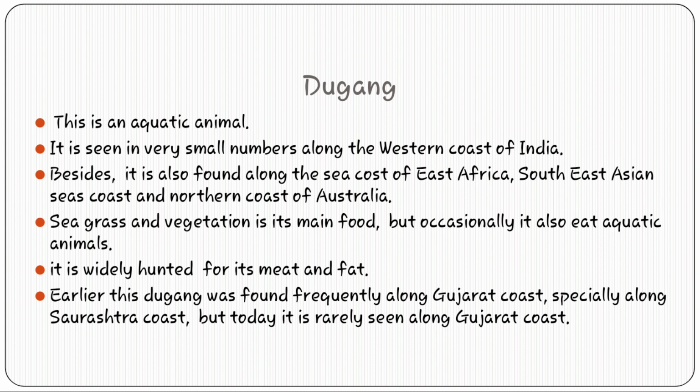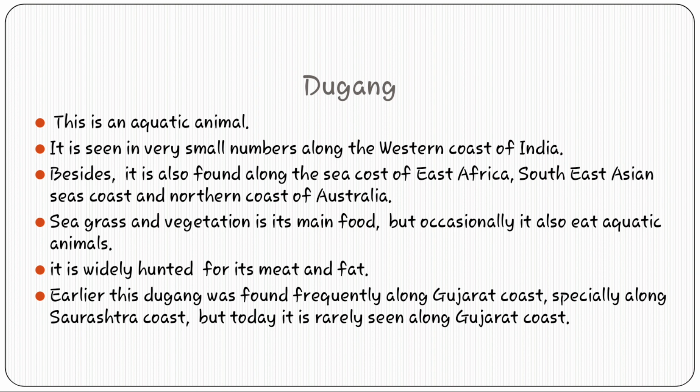It normally eats sea grass and vegetation in the sea. It occasionally eats aquatic animals. Normally it is vegetarian, but sometimes it is non-vegetarian. Normally this animal is hunted by people for its meat and fat.